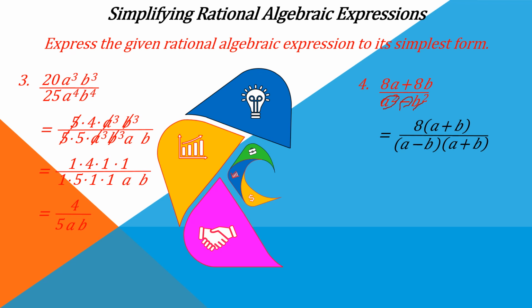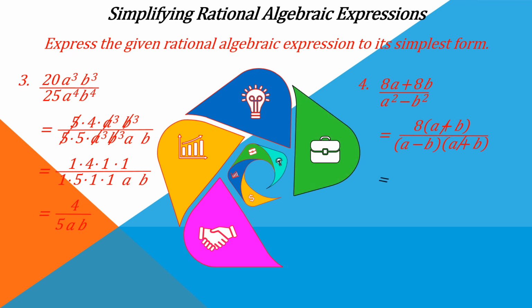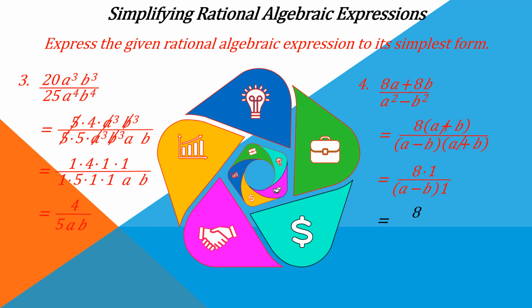And cancel a plus b and a plus b of the numerator and denominator respectively, and substitute by 1: 8 multiplied by 1 divided by the quantity a minus b multiplied by 1. Simplifying the equation, we have 8 divided by a minus b. And this is our final answer for example number 4.